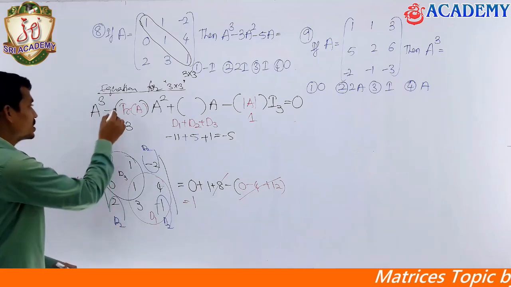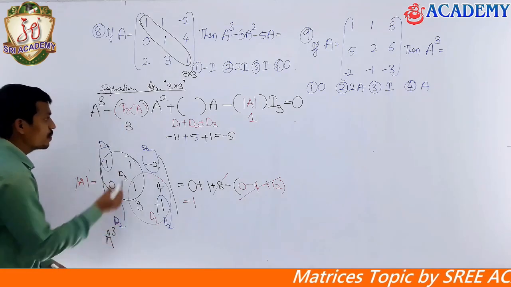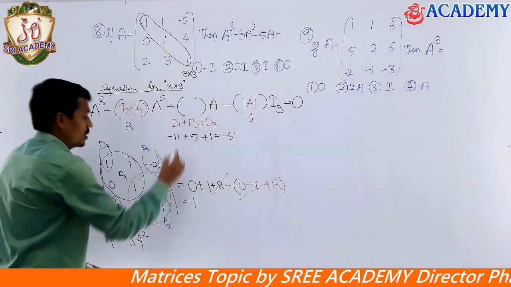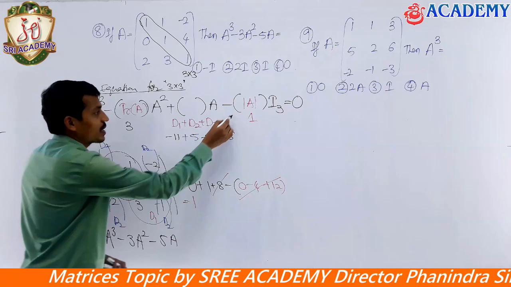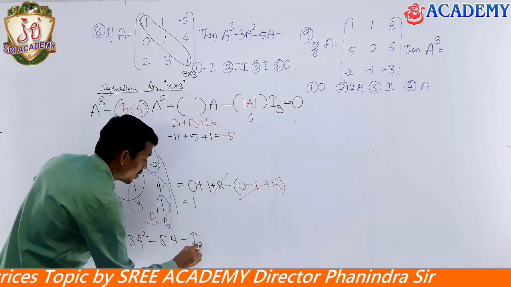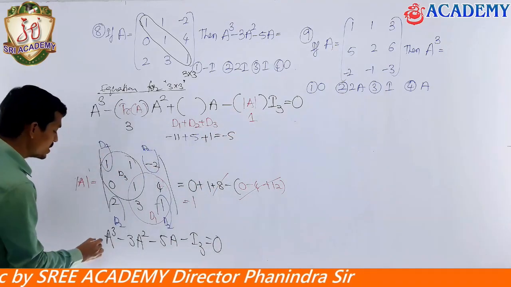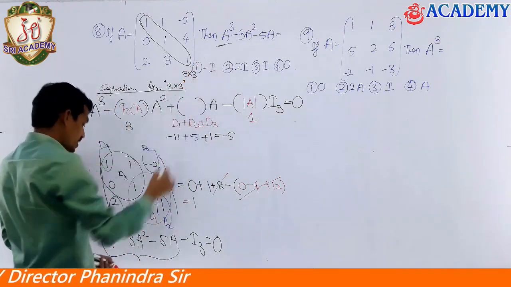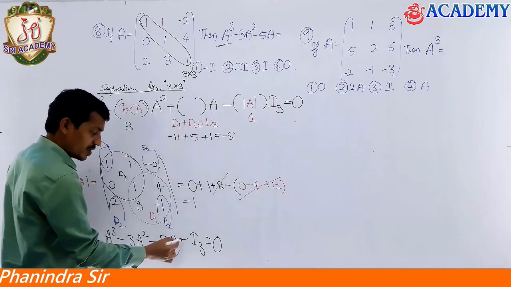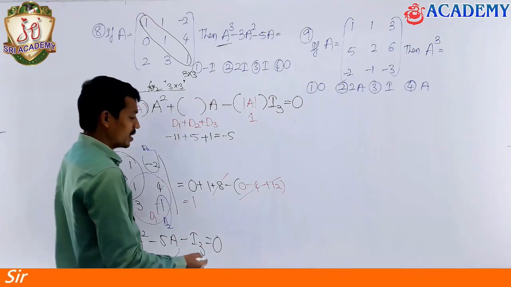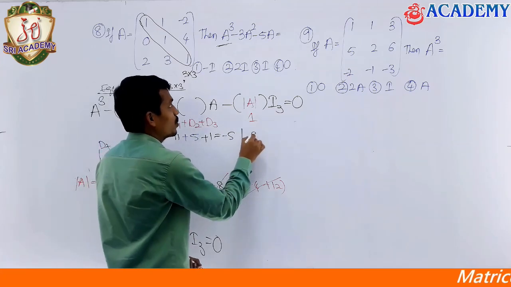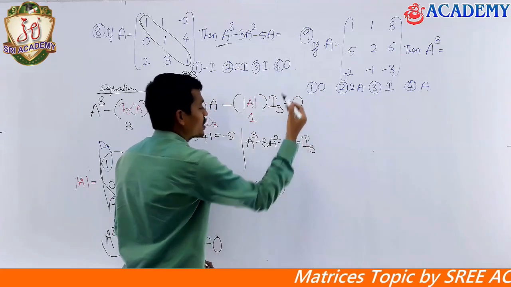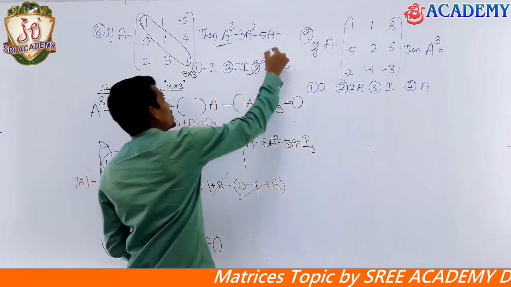What is our equation now? Resultant equation: A cube minus 3A square minus 5A, next minus I of order 3 equal to 0. See, this is our equation, that is A cube minus 3A square minus 5A equal to, if you take minus this side from here, we can write the equation that is A cube minus 3A square minus 5A equal to I of order 3. Identity matrix, where is it? It is in the third option.